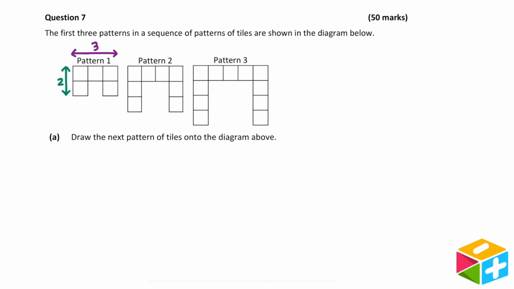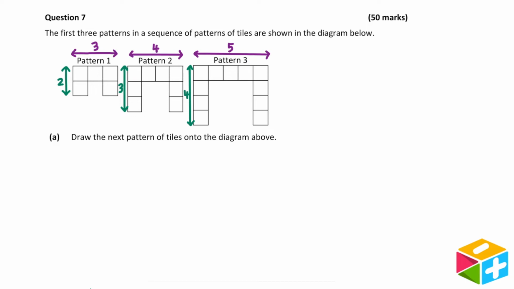In pattern 1, we have 3 squares across the top and 2 squares down each side. In pattern 2, we have 4 squares across the top and 3 squares down each side. In pattern 3, we have 5 squares across the top and 4 squares down each side.